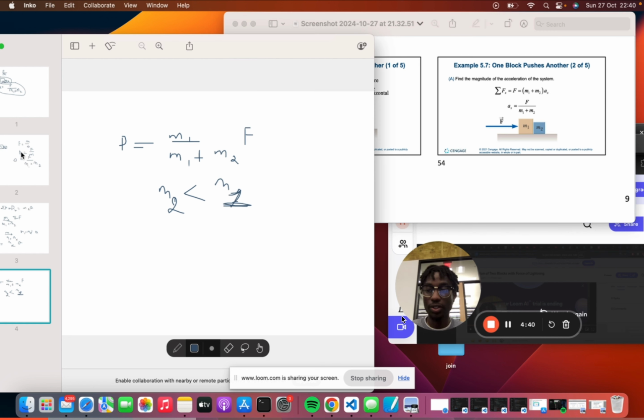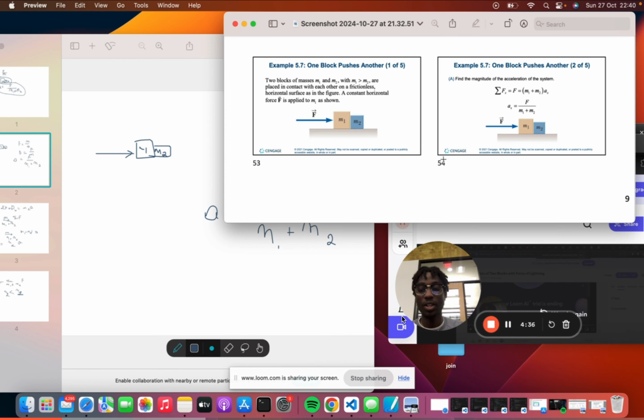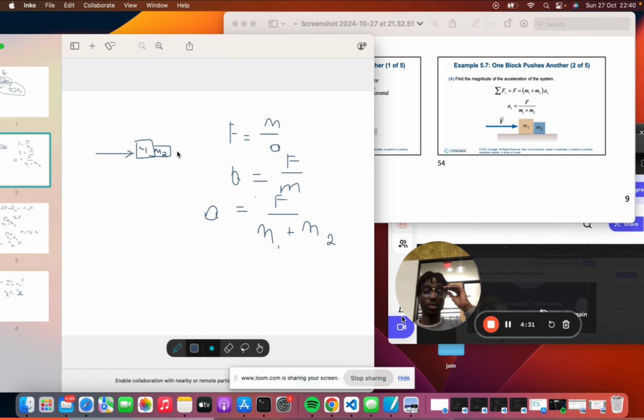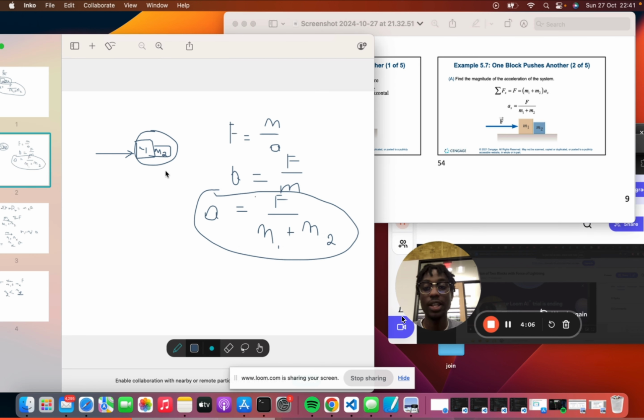As you can see, I've written the formulas here to explain. According to Newton's second law, force is equal to mass times acceleration, and acceleration is inversely proportional to the mass and directly proportional to the force. Our magnitude of acceleration will be the force over the sum of the masses, because we're treating M1 and M2 as a system, not as two different bodies. So the acceleration is equal to force over M1 plus M2.